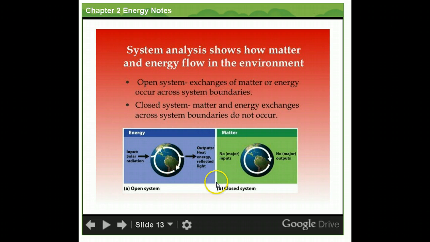For example, matter on the Earth is a closed system. We have a certain amount of matter in the Earth, and nothing is escaping it. So in general, we have a few things, like we've put out some satellites and astronauts and things like that. But in general, Earth is a closed system for matter.